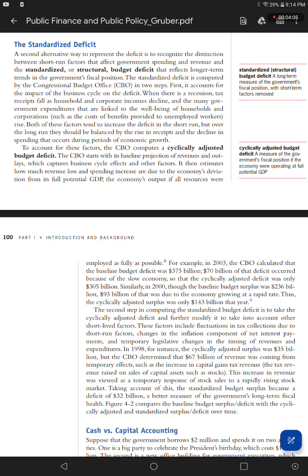A better measure of the government's long-term fiscal health measure, Figure 4-2, compares the baseline budget surplus/deficit with the cyclically adjusted and standardized surplus/deficit over time.